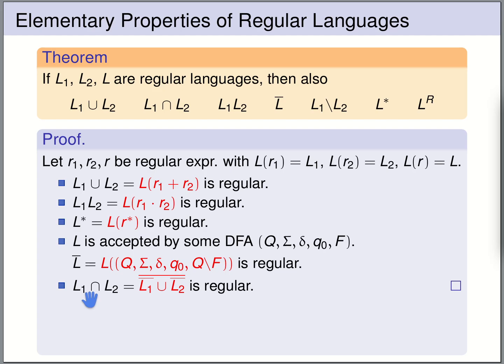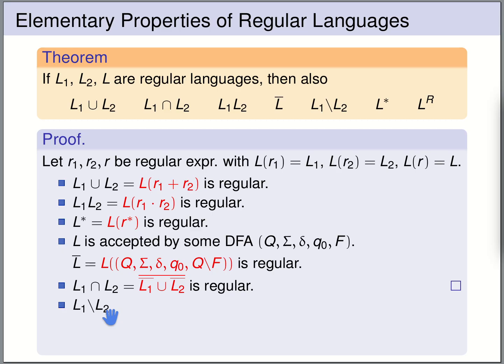So since the intersection can be expressed using union and complement, and we know that union preserves regularity and complement preserves regularity, therefore the expression on the right must be a regular language again, so we can conclude that the expression on the left, the intersection, is also a regular language.